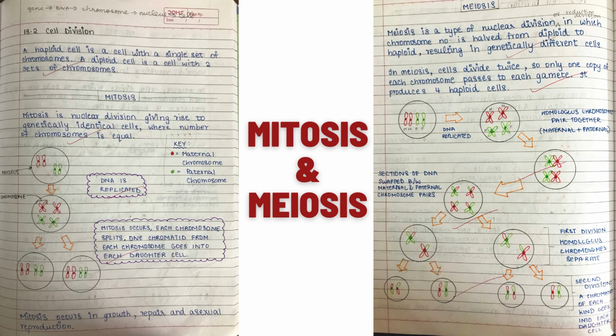So now we can see that the DNA is replicating, then the homologous chromosomes pair together, so it's maternal plus paternal. Then after that, sections of DNA are swapped between the maternal and paternal chromosome pairs. The first division in meiosis occurs where homologous chromosomes separate. The second division is when a chromatid of each kind goes into each daughter cell. So we can see each of those 4 daughter cells produced, and they are genetically different from their parent cell.